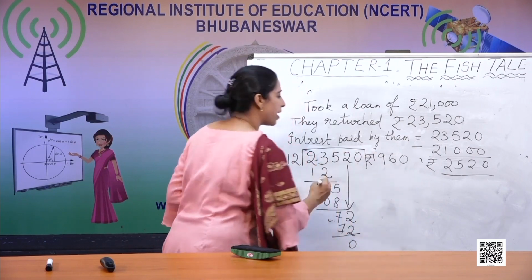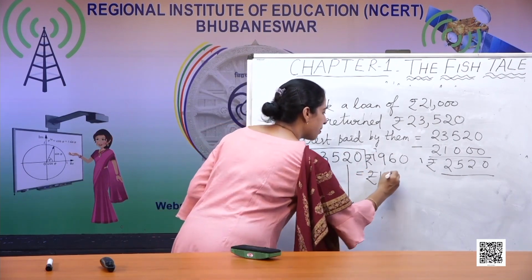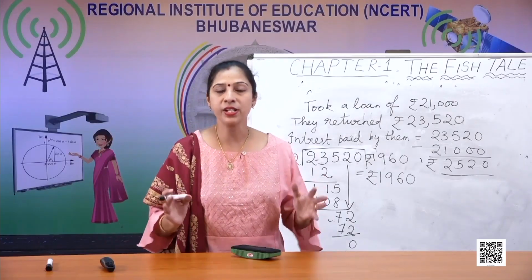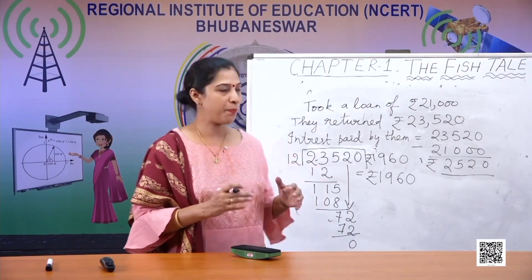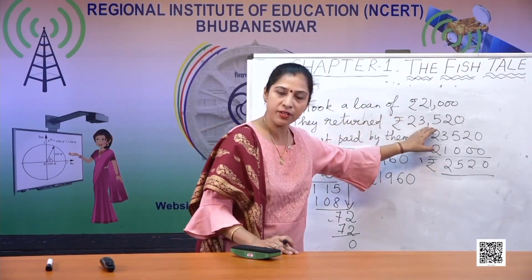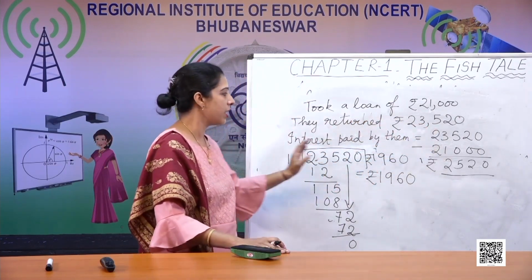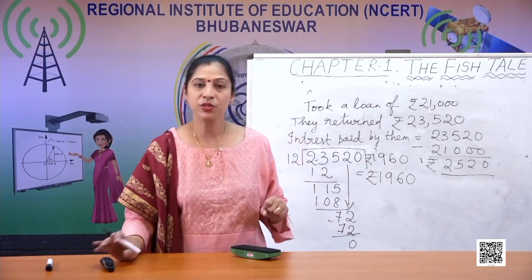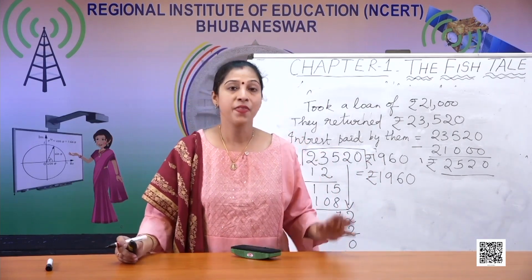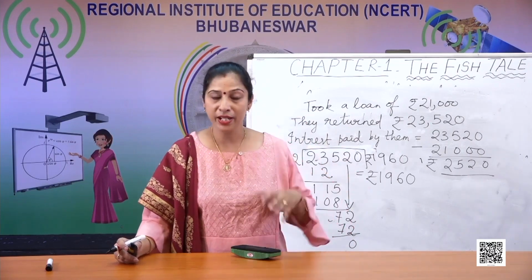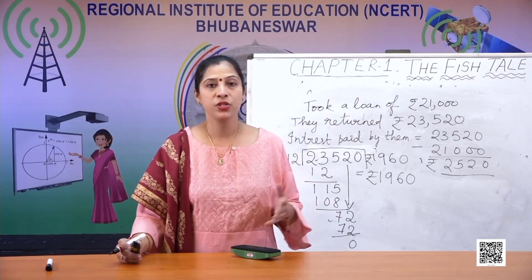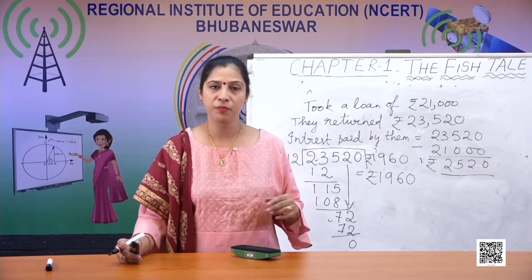So how much do they need to pay back? They need to pay back every month 1,960 rupees. So after taking 21,000 rupees as a loan, they paid 23,520 rupees in 1 year by paying 1,960 rupees every month. So that is the interesting thing about a bank: you save there and you can borrow money from there, and you can also return it once you get that money back from your business.